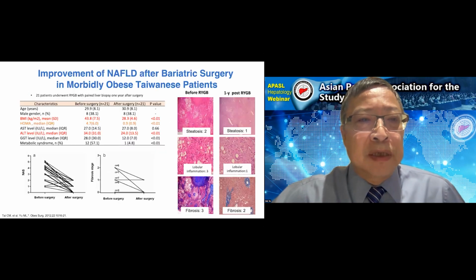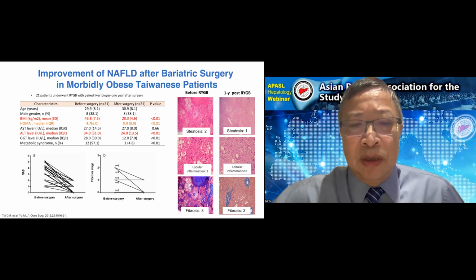We followed 21 patients with morbid obesity in Taiwan who received bariatric surgery and had a paired liver biopsy 1 year after the surgery. As you can see, along with the significant reduction in body weight, there was also a dramatic improvement in insulin resistance, the ALT level, and also the metabolic components. The histology also improved in the NASH score and the fibrosis stage.